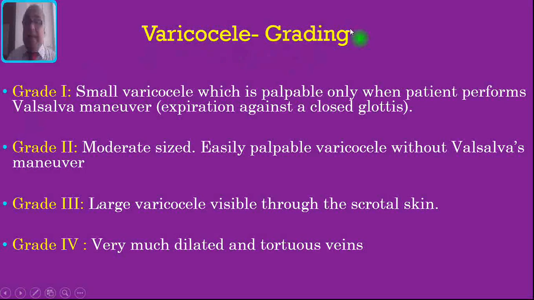So you can clinically grade the varicocele into 4 grades. Grade 1 is small varicocele, which is palpable only when the patient performs Valsalva maneuver. Grade 2 is moderate size. It is easily palpable varicocele without Valsalva's maneuver. Grade 3 is large varicocele visible through the scrotal skin. Grade 4 is very much dilated and tortuous veins.